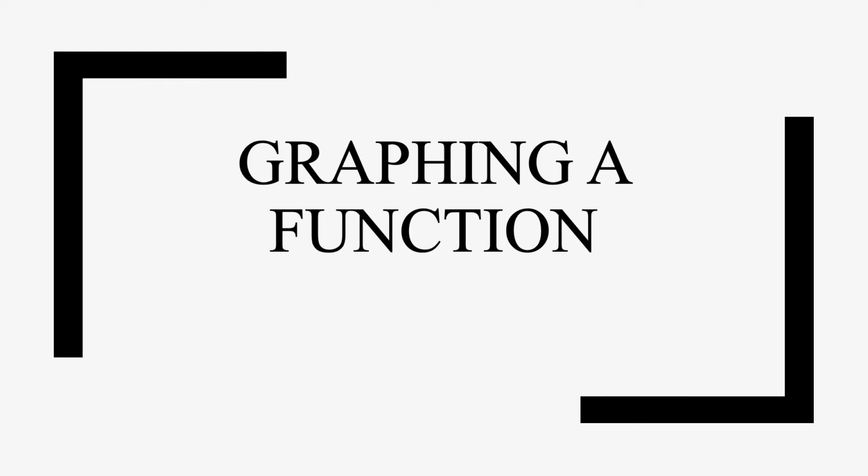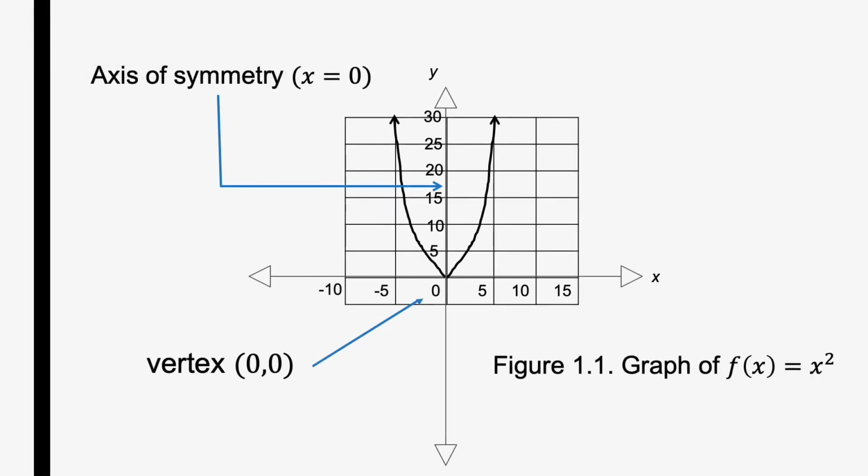We're going to tackle graphing a function. Let's identify first the parts of a graph. We have here figure 1.1, graph of f of x is equal to x squared. So we have here axis of symmetry, which is x is equal to 0, and vertex of 0 and 0.